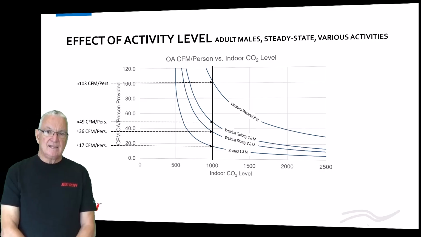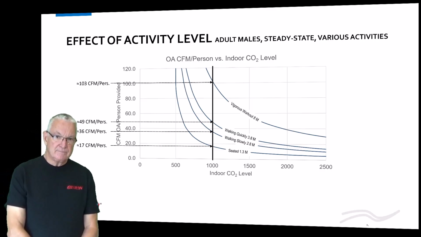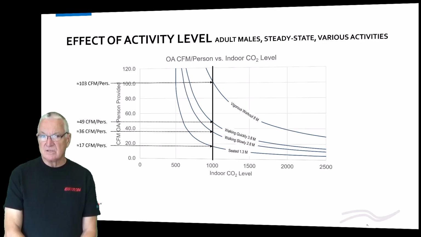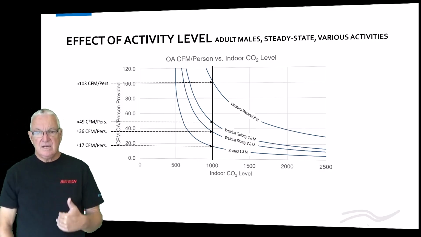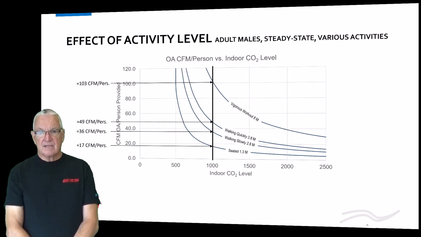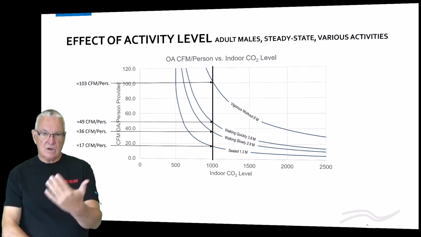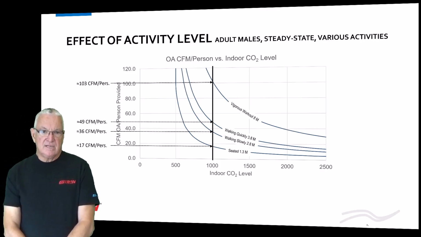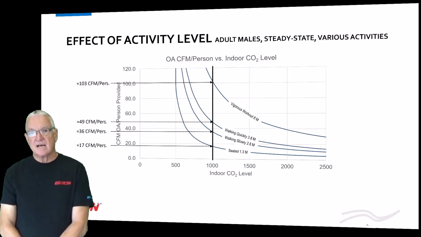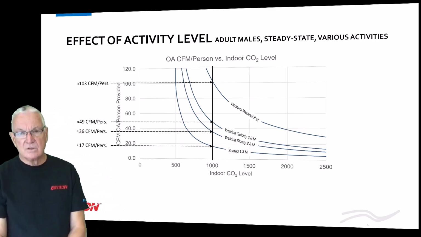Now we're going to add activity level. We've got seated adults, which is what everything's based on, or 1.3 Met, and that's 17 CFM per person. But just going from seated to walking slowly at 1,000 parts per million doubles the amount of outdoor air you'd be bringing in. Same thing, look at going to a vigorous workout. You're bringing in 103 CFM per person. You might say, well, I need more outside air, but you didn't design a system for that much outside air. So that's a problem.